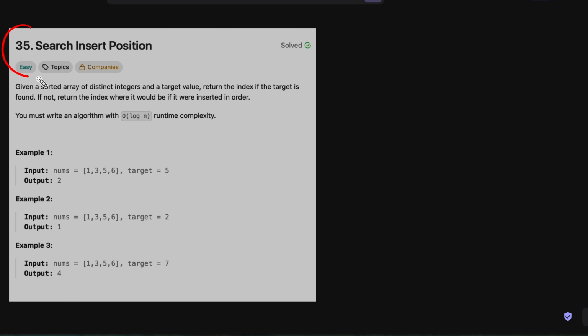So today we have Leetcode 35, that is search insert position. This problem is really easy. In this problem we have a sorted array and all the integers in the array are distinct. No duplicates are present. And we have a target value.